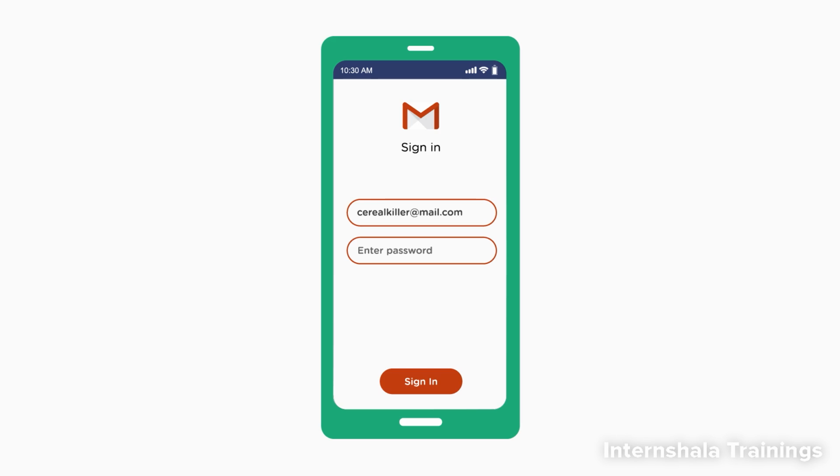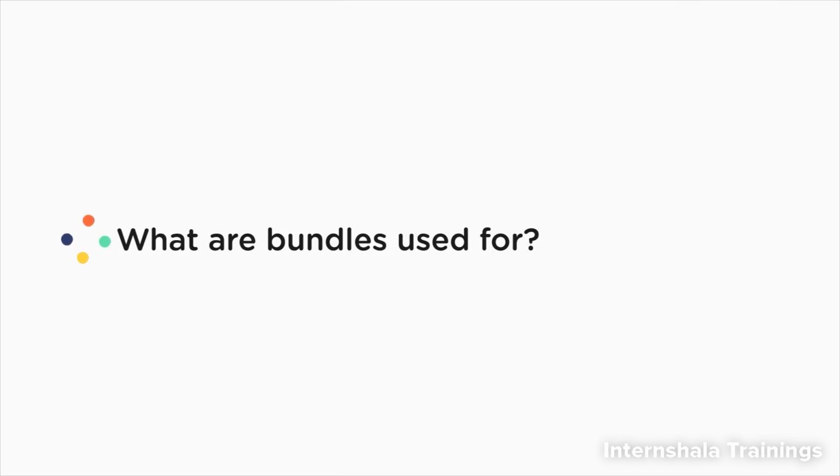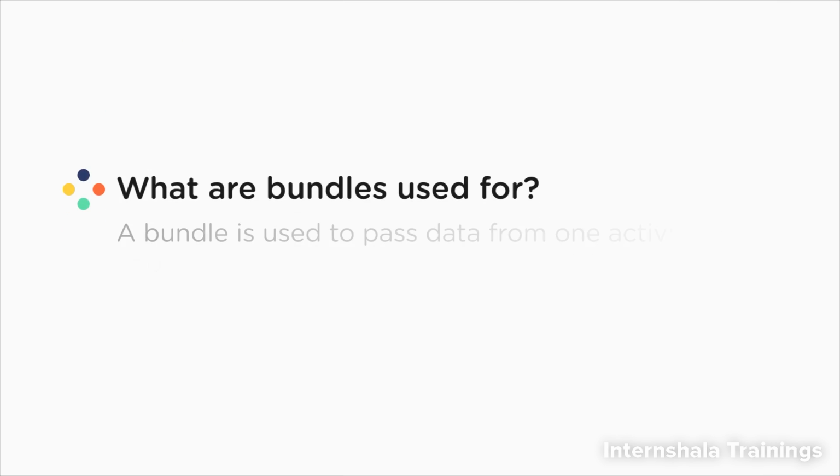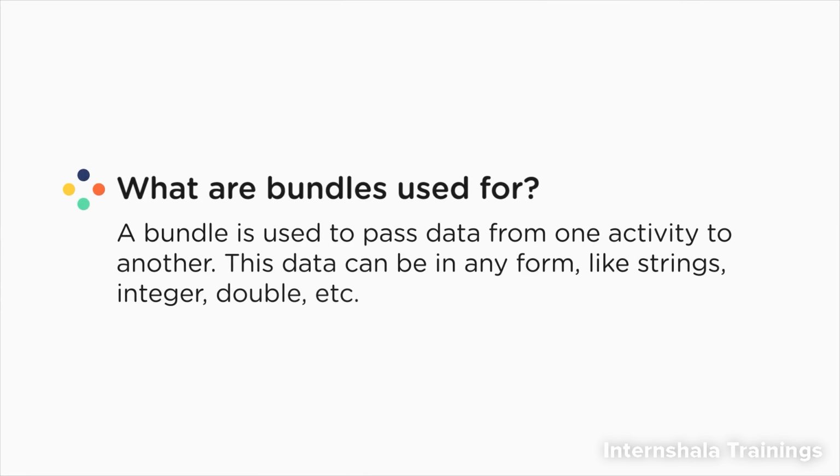That's because Android is a little rigid, in the sense that it does not allow us to directly use strings or data from one activity in the other. That is where bundles come into the picture. A bundle is used to pass data from one activity to another. This data can be in any form like strings, integer, double, etc. We will look at the implementation of bundles in the next topic.